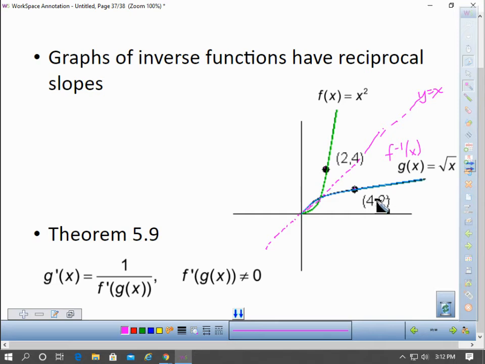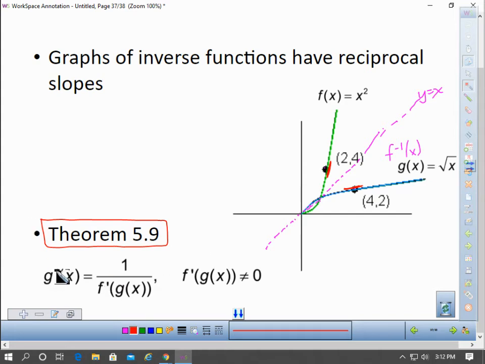the point (4, 2). So what I want to know is what's the relationship between the slope of the tangent line at (2, 4) and the slope of the tangent line on the inverse at (4, 2). What is the relationship between these two slopes? Okay, that's what I want to know. So here's the theorem that tells us exactly, down here.